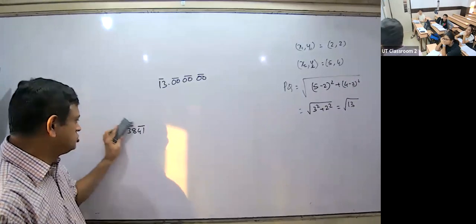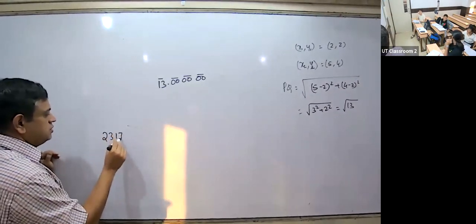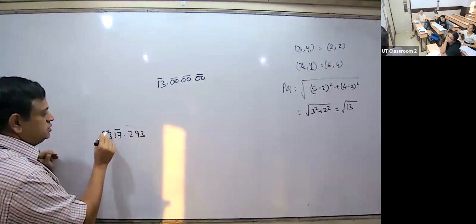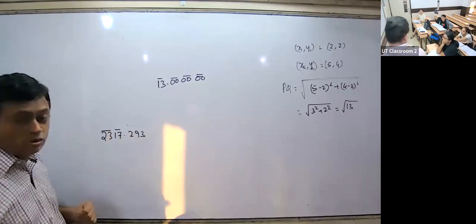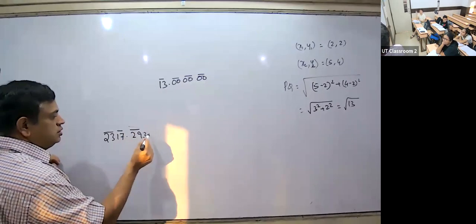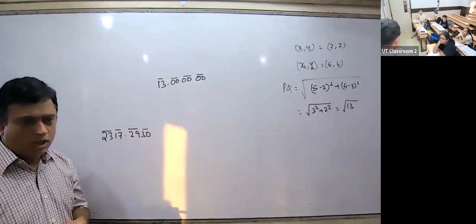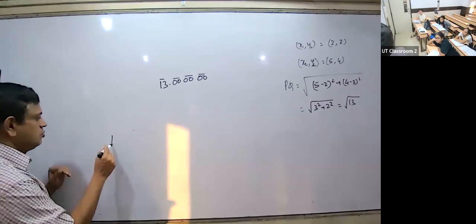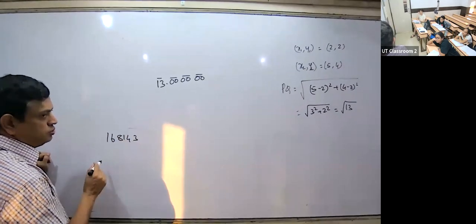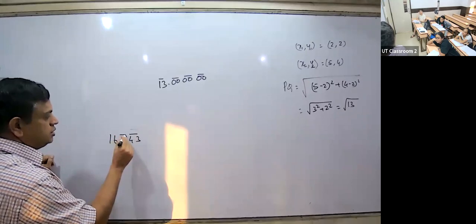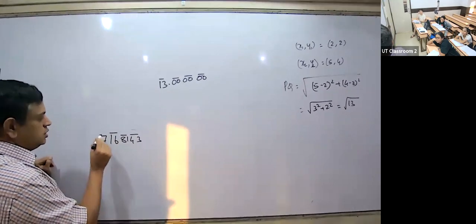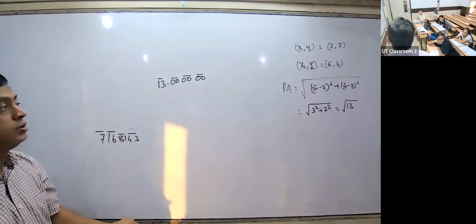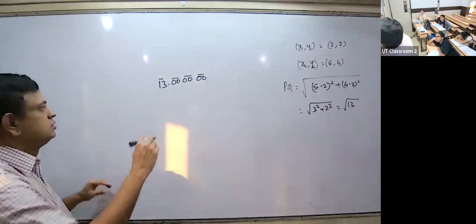Suppose it is 2317.293. Are you grouping? 93, then 17, 17 from here. 293.30. Are you followed now? Another one, 168143. Are you grouping? 43.81. 16, then next is 7, and 7 means basically 07. Now there is no decimal, so according to the decimal you have to move. Now the grouping is done.